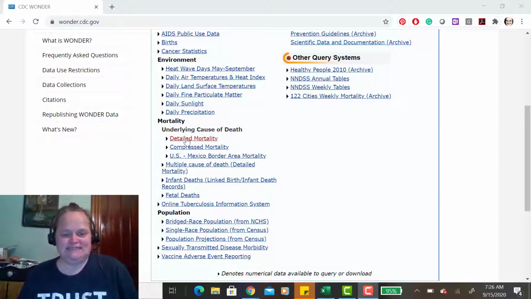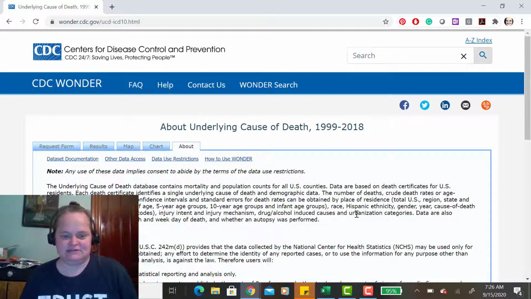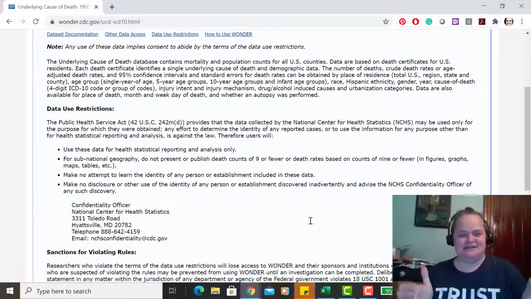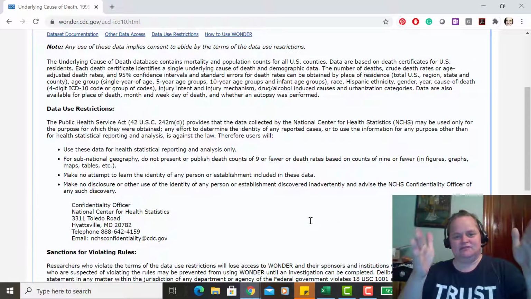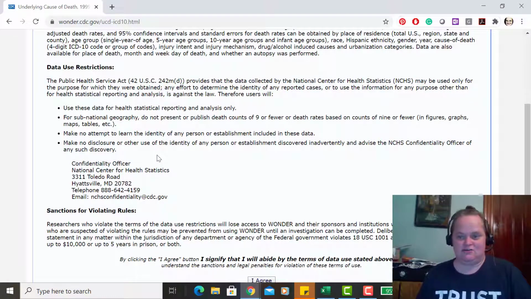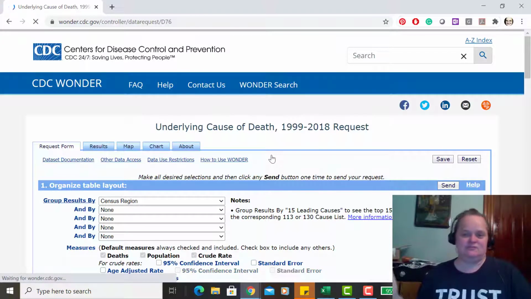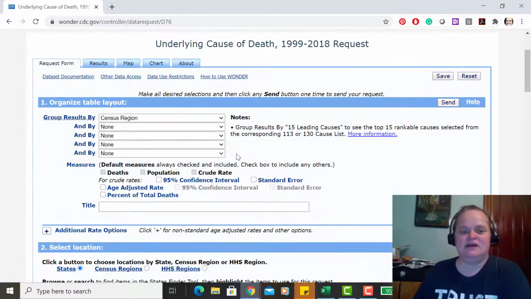Let's do detailed mortality. And one of the things I need to tell you, this database has data use restrictions. You're not trying to find out who the actual people are. This is just for statistical analysis, okay? So I'm going to agree, because any of us can use this. This is freely usable, and I'm going to show you how to do this.